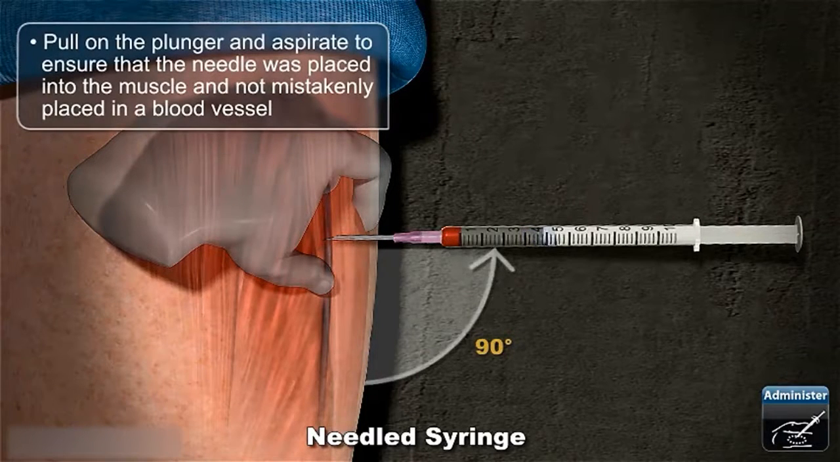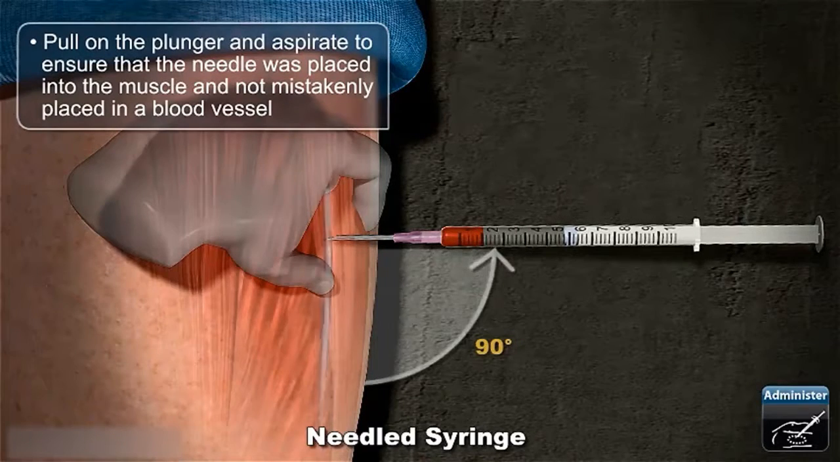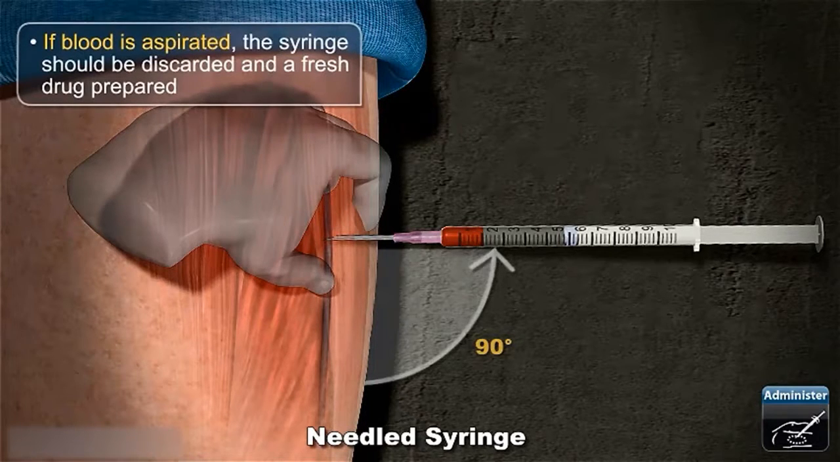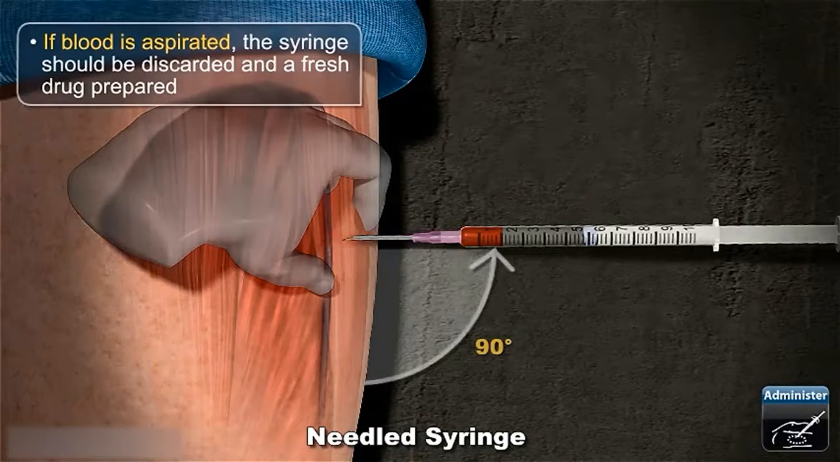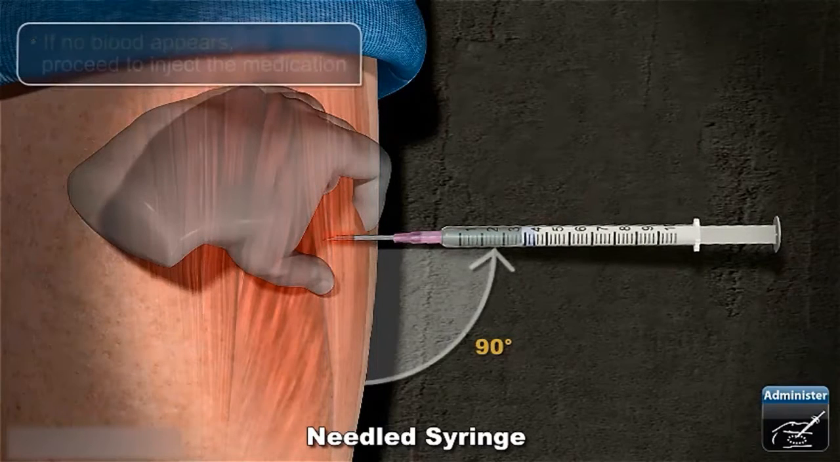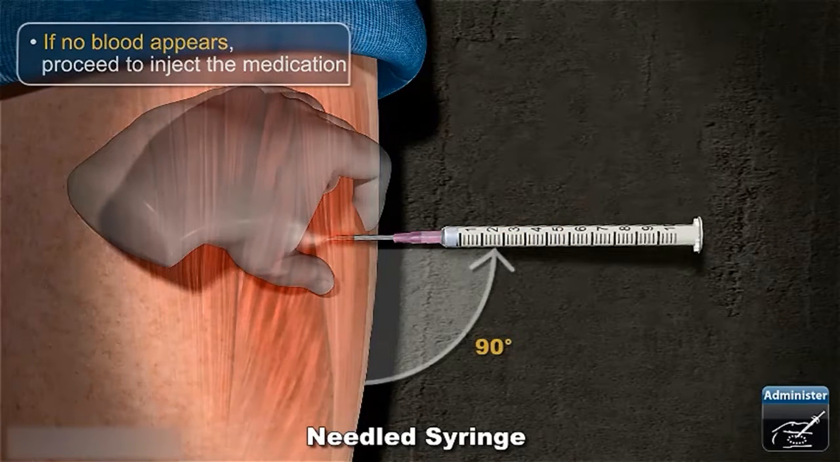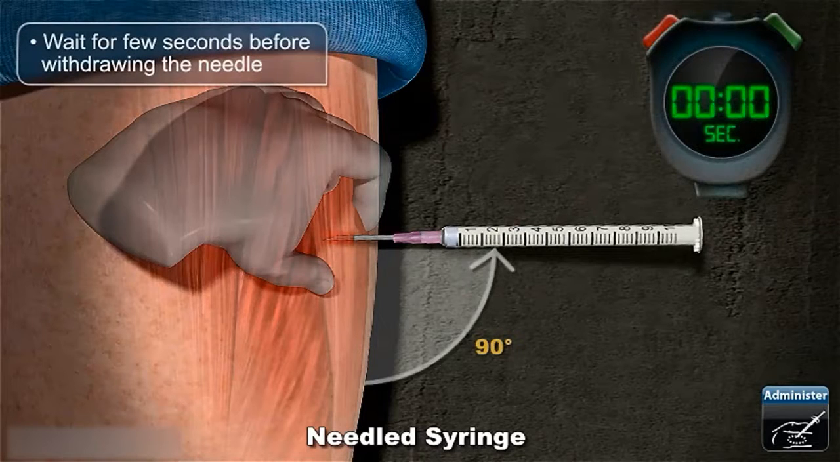Pull on the plunger and aspirate to ensure that the needle was placed into the muscle and not mistakenly placed in a blood vessel. If blood is aspirated, the syringe should be discarded and a fresh drug prepared. If no blood appears, proceed to inject the medication. Wait for a few seconds before withdrawing the needle.